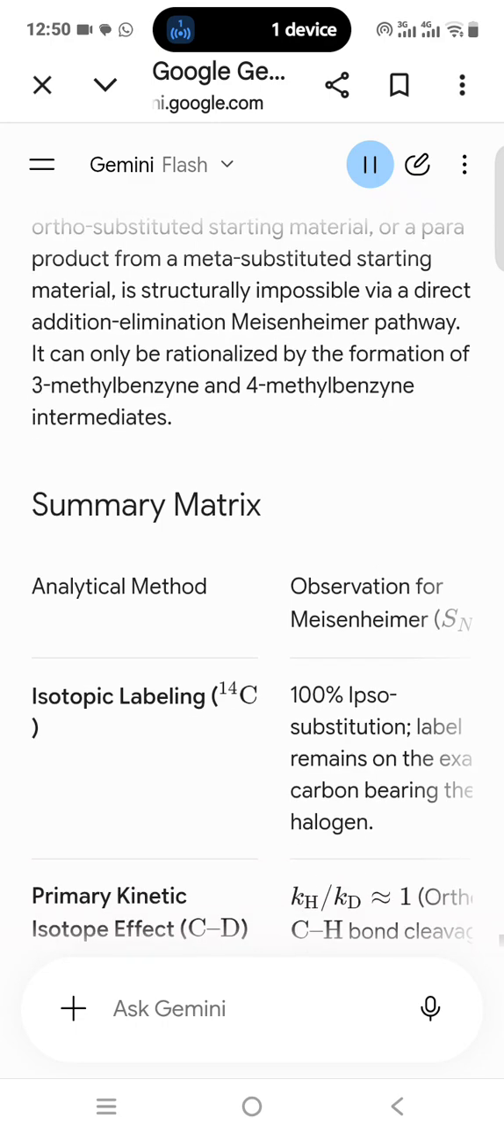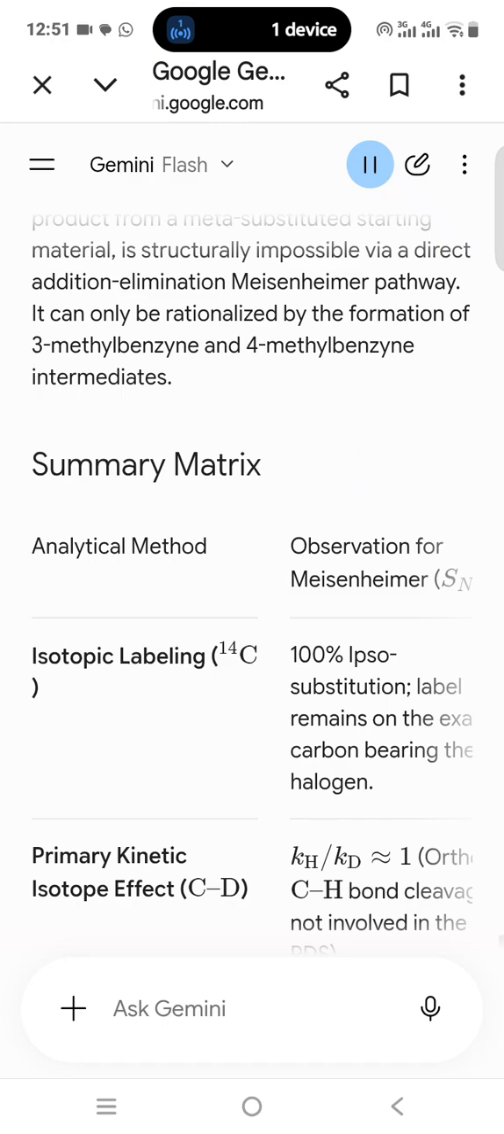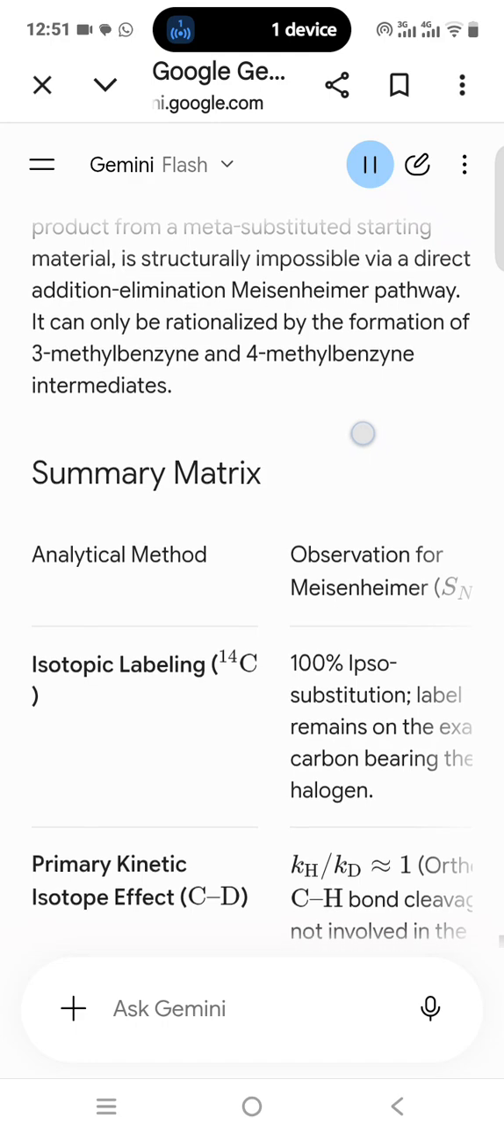Consider the reaction of fluorobenzene or o-deuteriofluorobenzene with KNH2 in liquid ammonia. When bromobenzene or iodobenzene is used, the rate of reaction for the deuterated compound is significantly slower than the non-deuterated compound, k_H/k_D approx 5.5. This large, primary kinetic isotope effect proves that the C-H, or C-D, bond ortho to the halogen is actively breaking during the rate-determining step. This matches an elimination-first, benzyne pathway.